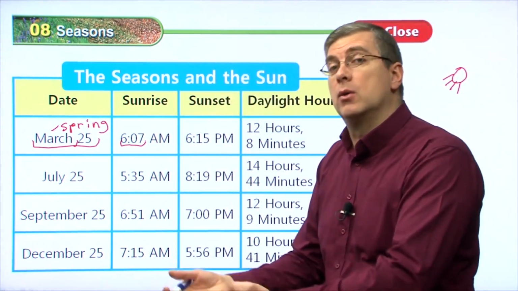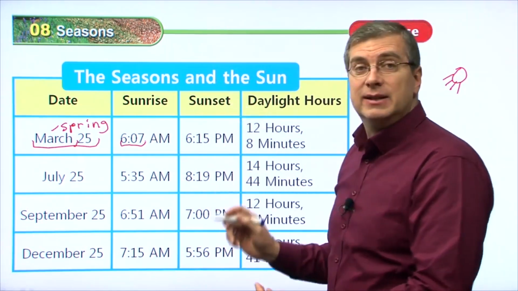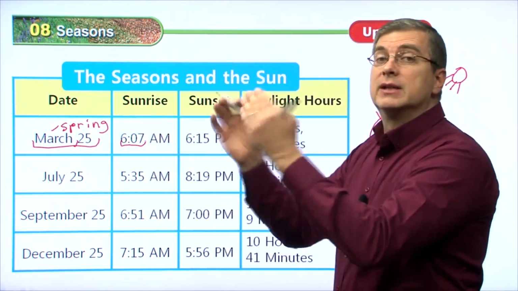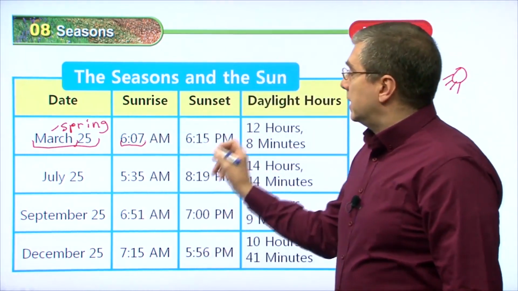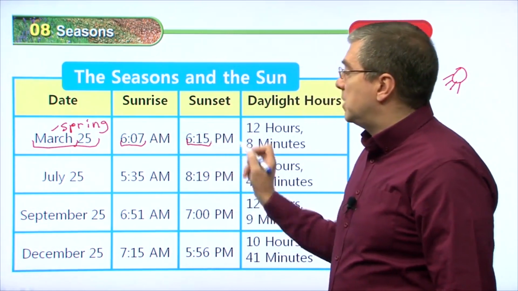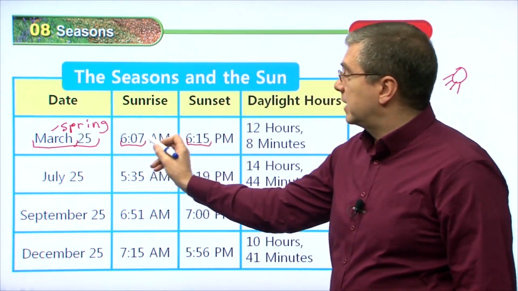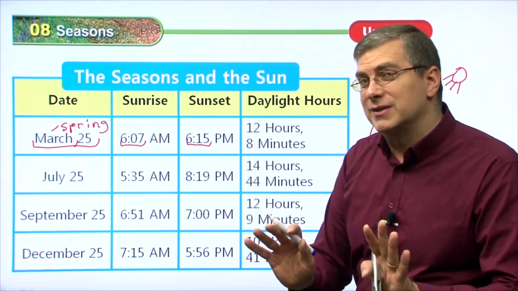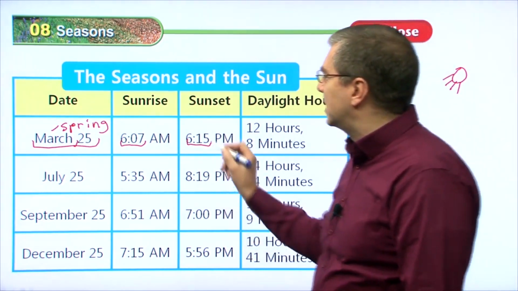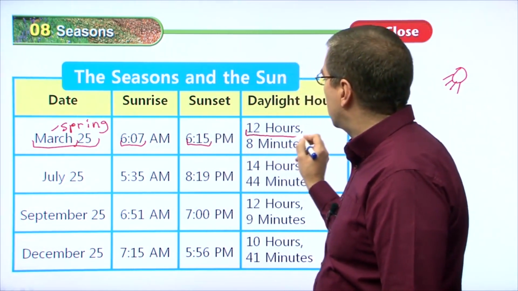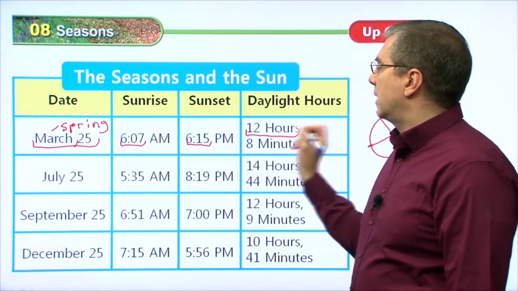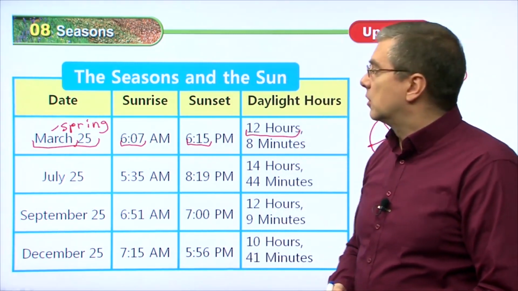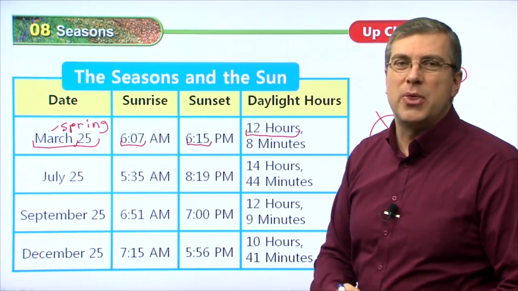When does the sun go down? When is it sunset? Sun comes up, sun goes down. Sunrise, sunset. The sunset is 6:15 p.m. If you look at it, 6:07 a.m., 6:15 p.m., that's almost exactly 12 hours, 12 hours and 8 minutes. So we have 12 hours of daylight. That's how much daylight we have during a typical month in the spring.